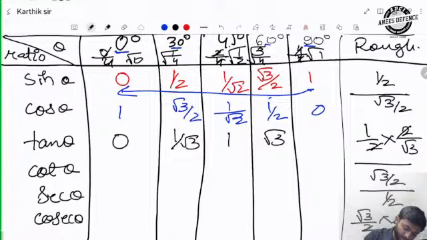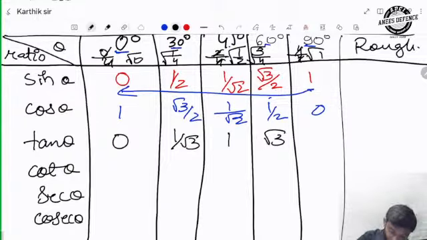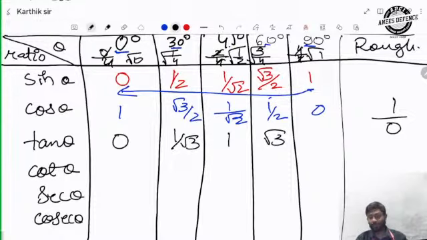And next, I'm just erasing this area. 1 upon 0. 1 upon 0 is not infinity. It is not defined. There's nothing such as infinity; we don't know what infinity is, and infinity is also not defined. But still, the most accurate answer would be not defined. Remember. Okay.